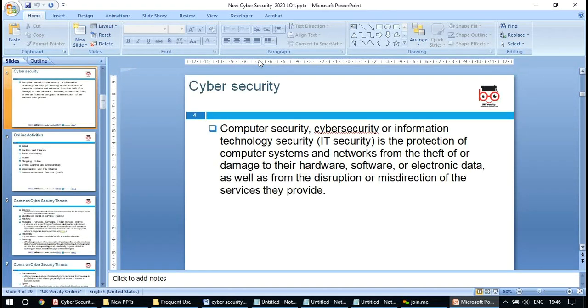Right. So computer security, cyber security, or information technology security is the same thing. When you say information security, it means general, but when you say information technology security, you are referring to cyber security: the protection of computer systems and networks from the theft or damage to their hardware, software, or electronic data. So you try to secure your computers as well as networks. Make sense?